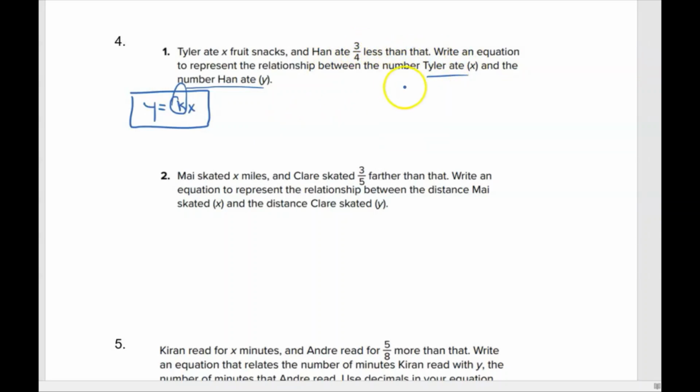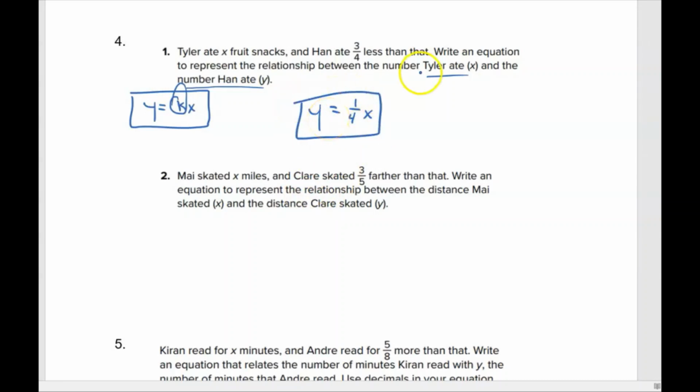Okay, well, I always like to start with my, like we did in our old equation, y equals, so the number that Han ate is 3/4 less than Tyler. So we could represent 3/4 less as 1/4 of what he ate. Okay? It's going to look like that.